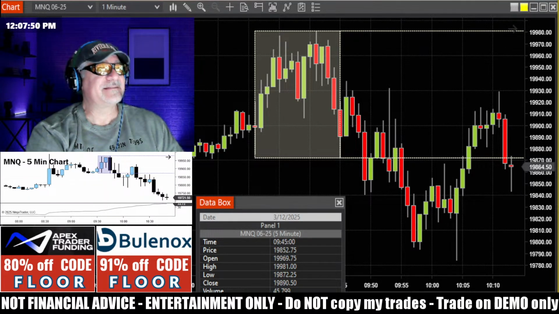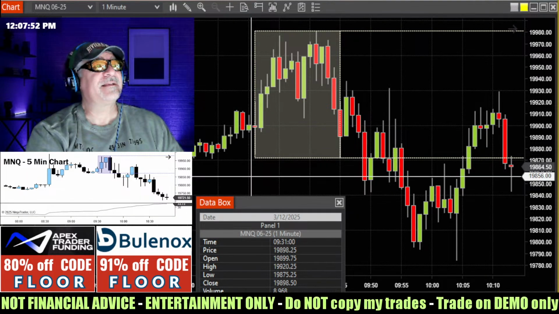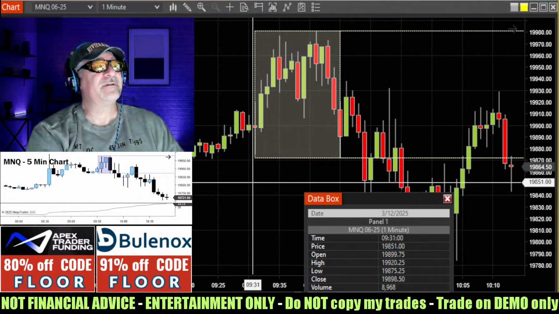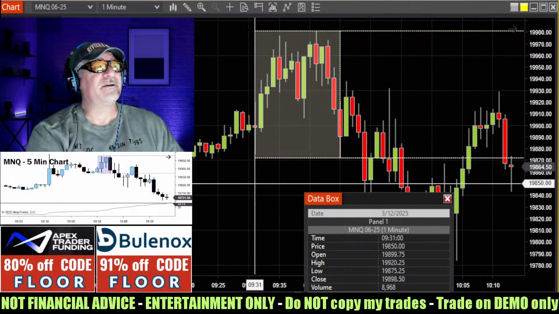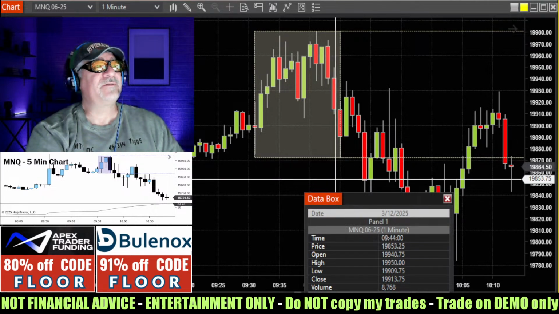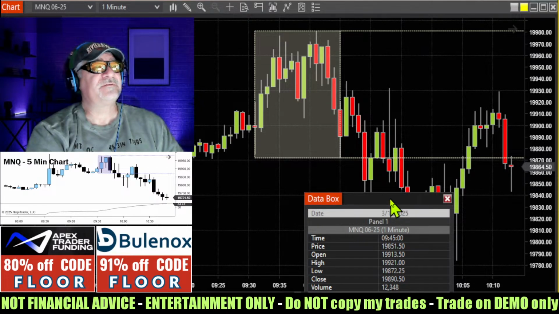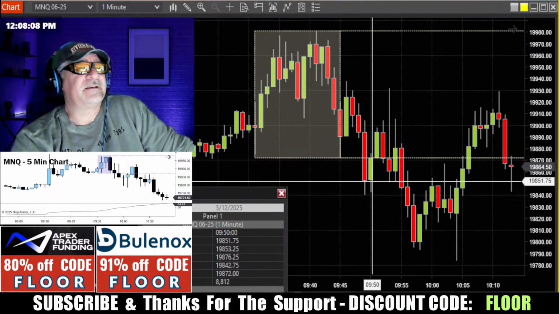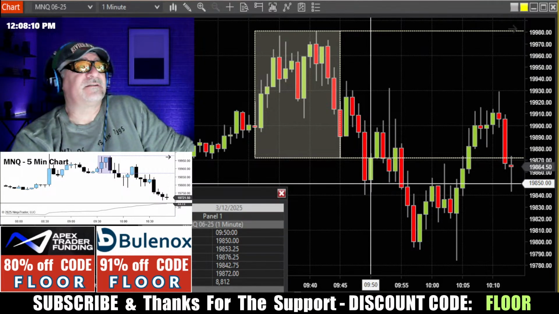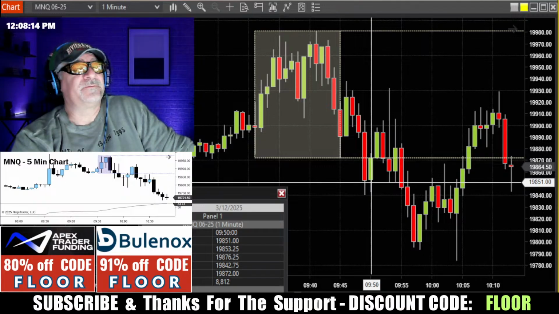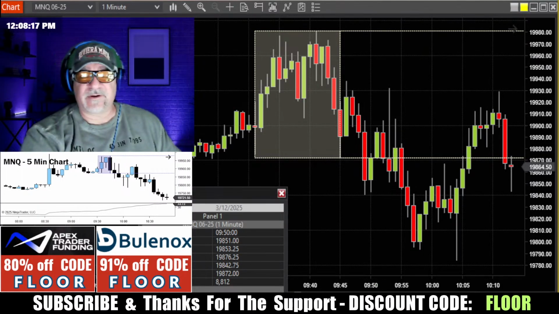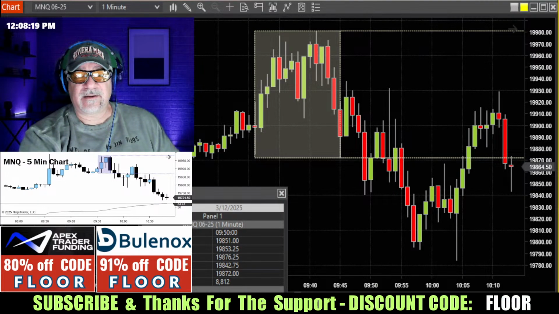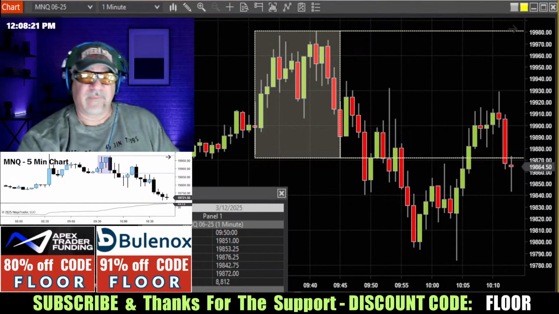It really looks like, what candle is this? Let me move this over. This is the 9:31 candle. The low is 19,875.25. This low is 19,872.25. So we know the low is 872.25 for the range. The 9:50 candle, does it close under 872.25? It does. It closes at 872. So we're going short at 19,872.